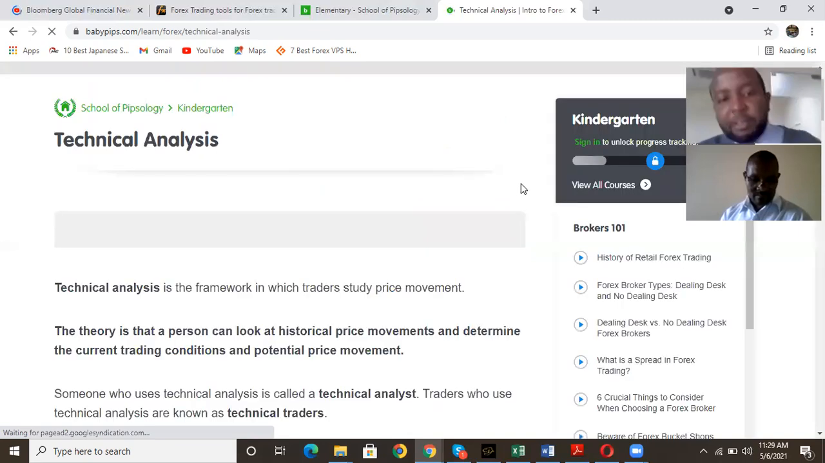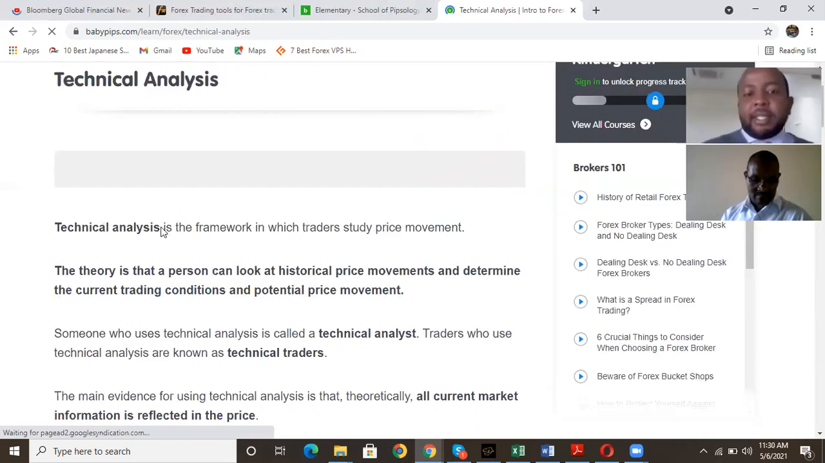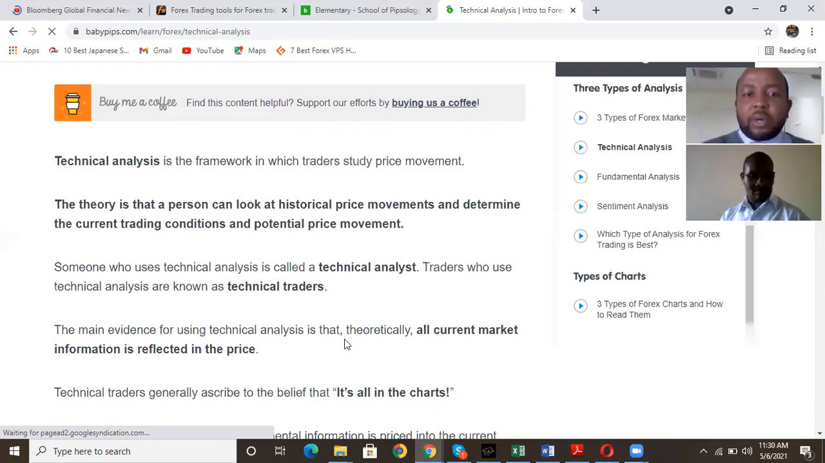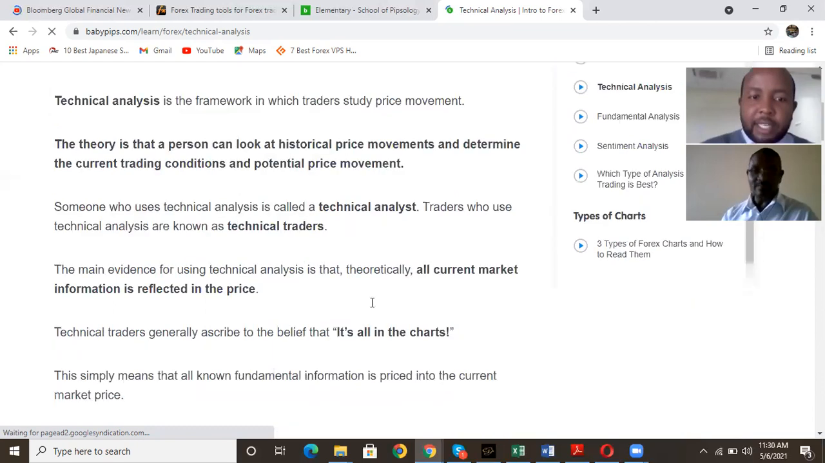So it's a framework in which traders study price movement. So this technical analysis. The theory is that a person can look at historical price movements and determine the current trading conditions and potential price movement. So someone who uses technical analysis is called a technical analyst. Traders who use this analysis are known as technical traders. The evidence for using technical analysis is that theoretically all current market information is reflected in the price. And technical traders ascribe the belief it's all in the charts.